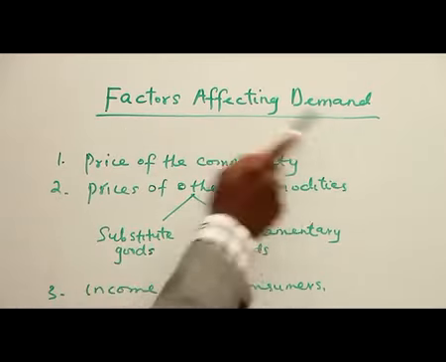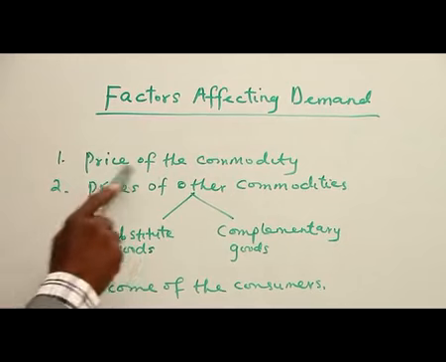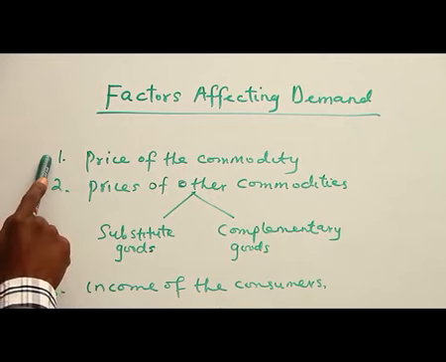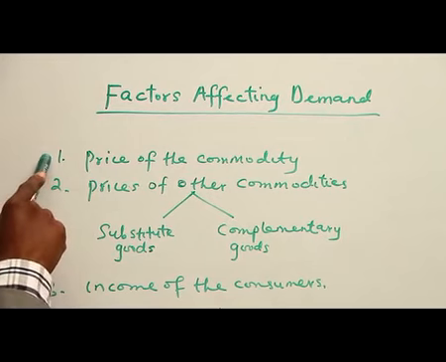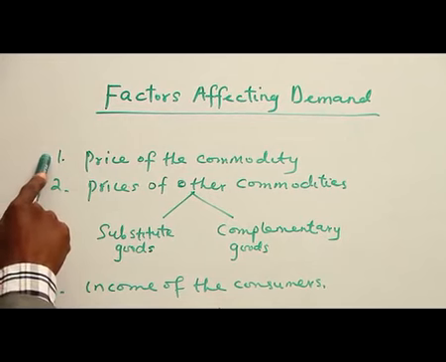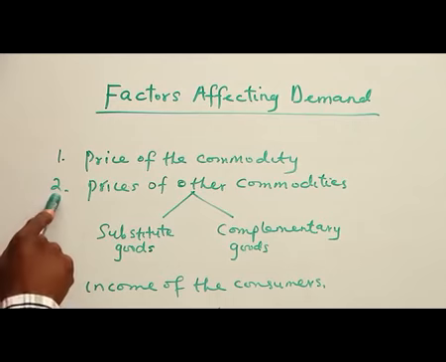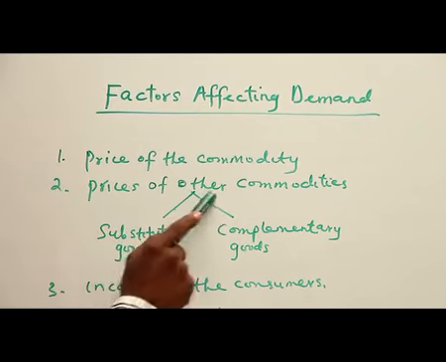Factors affecting demand. Number one, price of the commodity. There is an inverse relationship between the price of the commodity and quantity demanded. The lower the price of the commodity, the higher the quantity demanded, and vice versa. Number two, prices of other commodities.